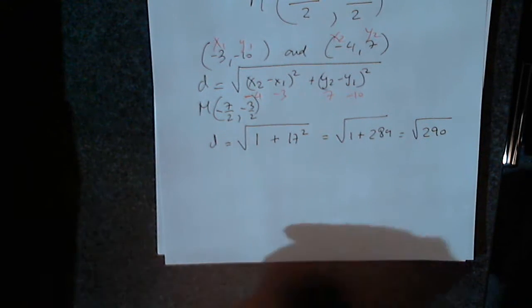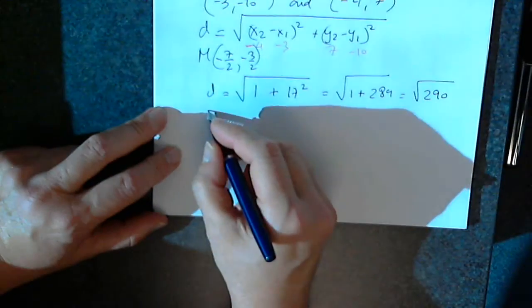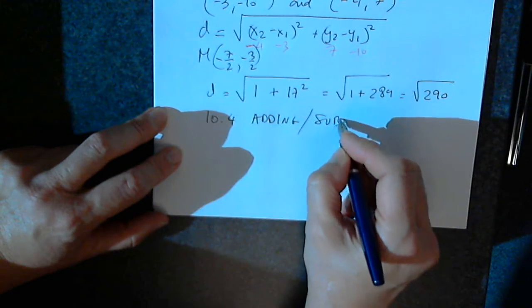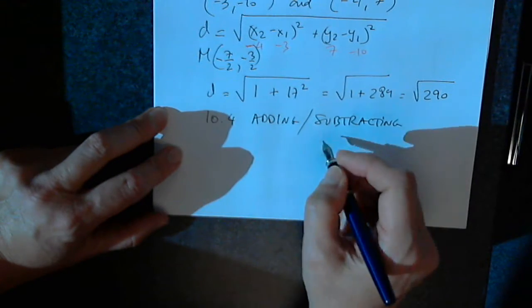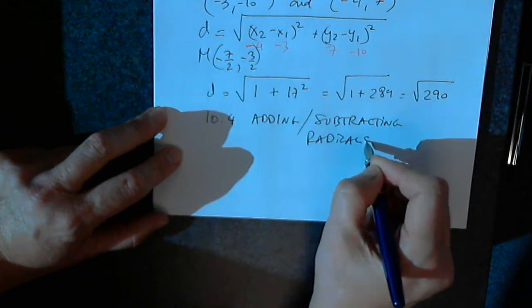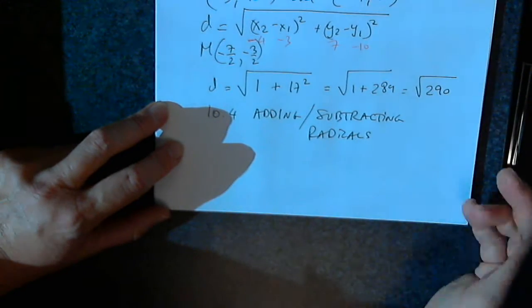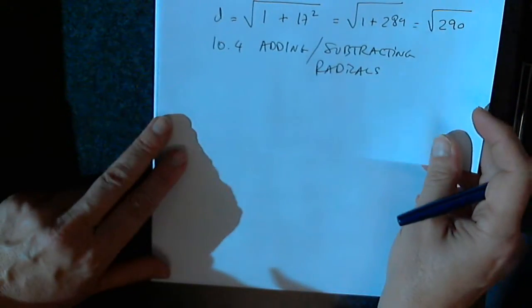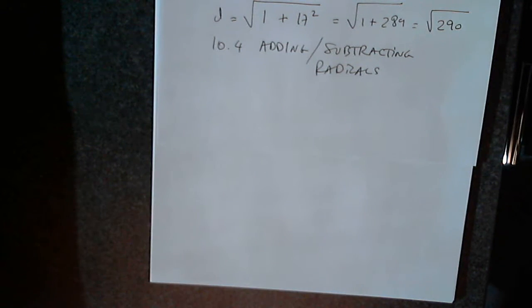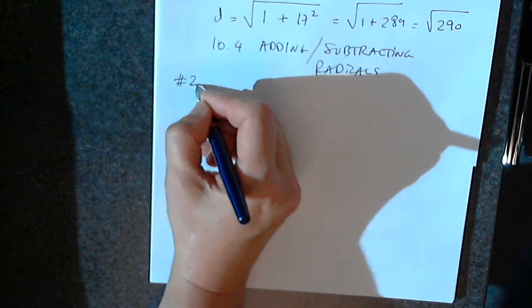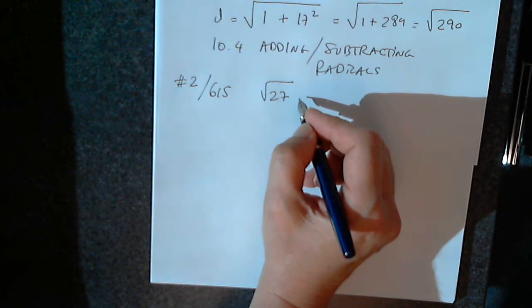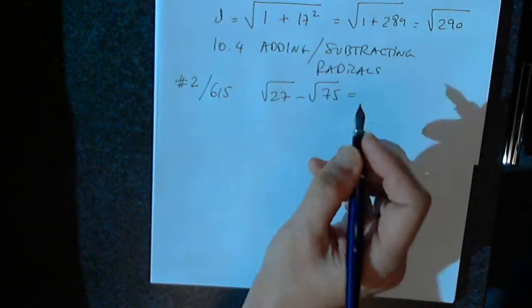Okay. Now we add and subtract radical expressions in 10.4. Adding, subtracting radicals. Of course, they must be like terms. So let's see what we can add and when we cannot add. On page 615, I would like to start with an easy one, just a warm-up. Number 2 on page 615: the square root of 27 minus the square root of 75.